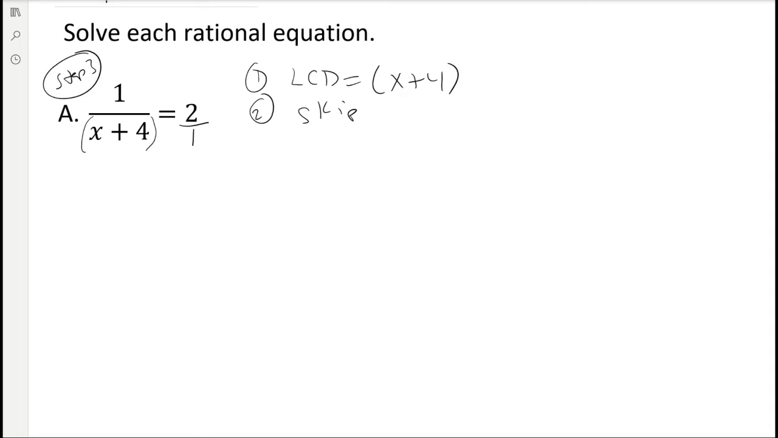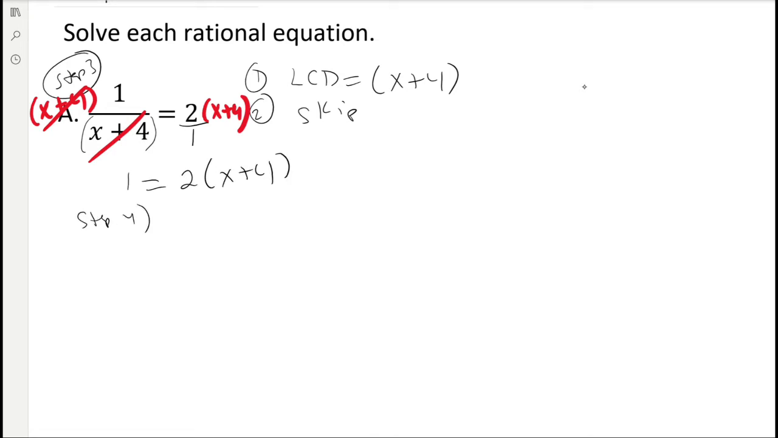Well, the LCD is x plus 4, so we're going to multiply by x plus 4 on both sides. And doing so, we cancel out the x plus 4 on the left side. So we have 1 equals 2 times x plus 4. And then step 4, we will have to solve. So we have 1 equals, we're going to have to distribute this 2. So we get 2x plus 8. Then we're going to solve.